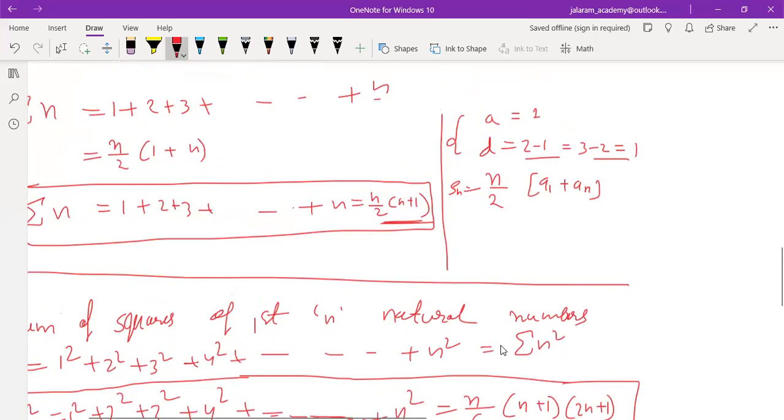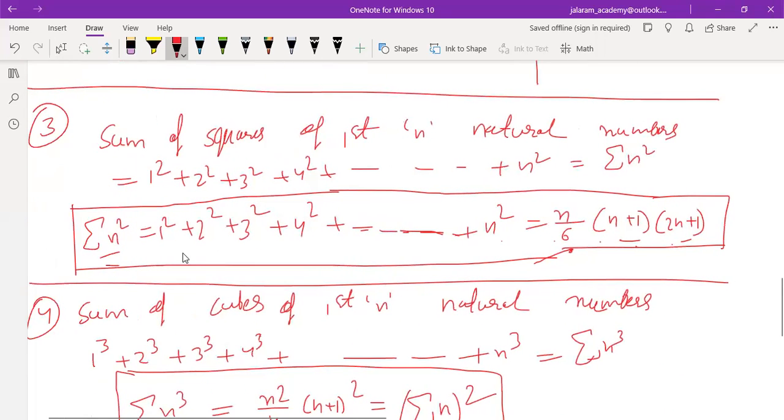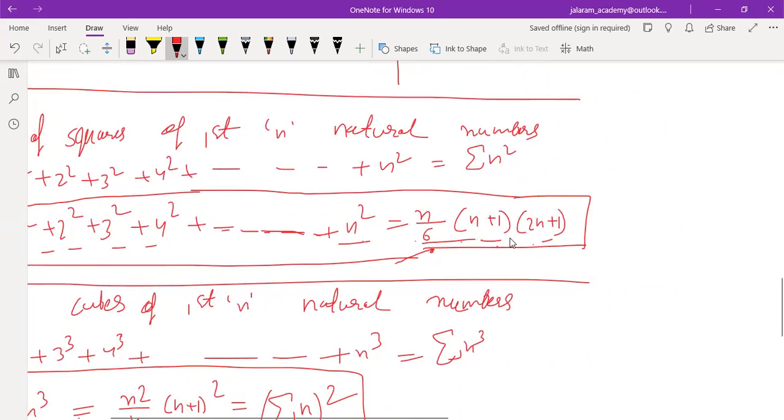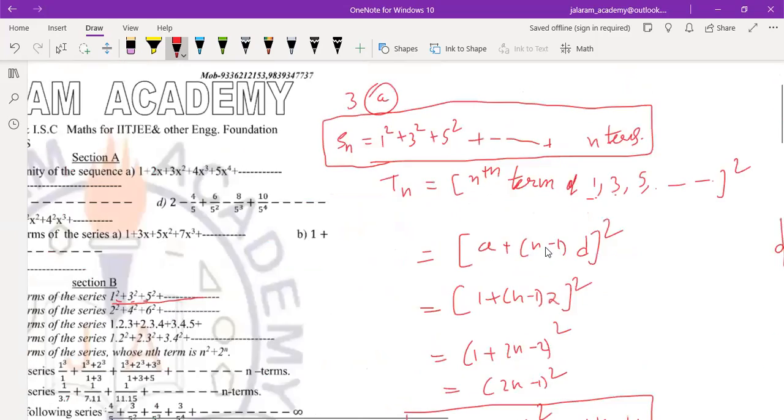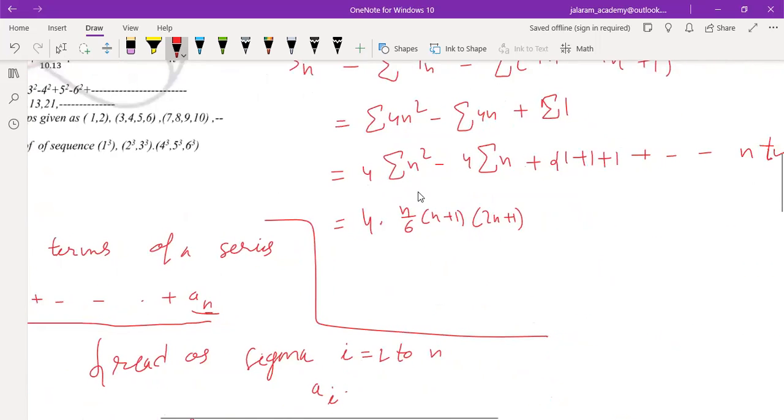We have discussed in theory that sigma n square, that is 1 square plus 2 square plus 3 square plus 4 square and so on up to n square, is given by n by 6 into n plus 1 into 2n plus 1. So in place of sigma n square, we use 4n by 6 into n plus 1 into 2n plus 1 minus 4 into sigma n.